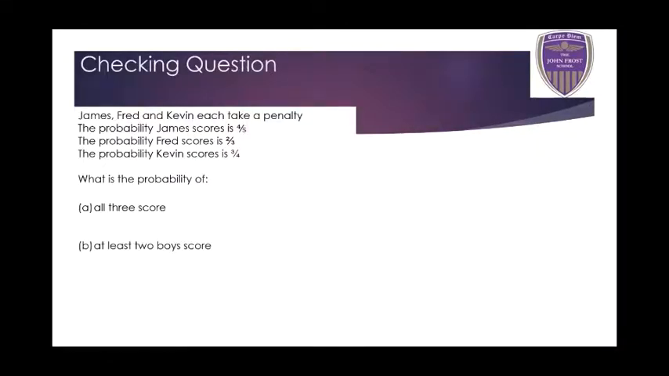James, Fred, and Kevin each take a penalty. The probability James scores is 4 out of 5. The probability Fred scores is 2/3. And the probability Kevin scores is 3/4. What is the probability of all 3 scoring and at least 2 boys score?